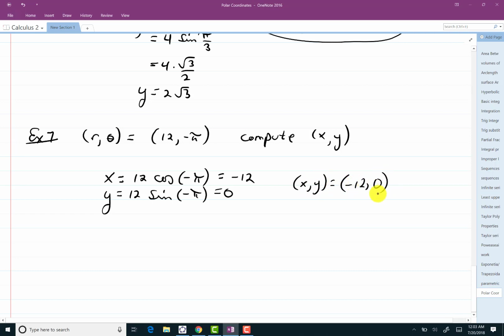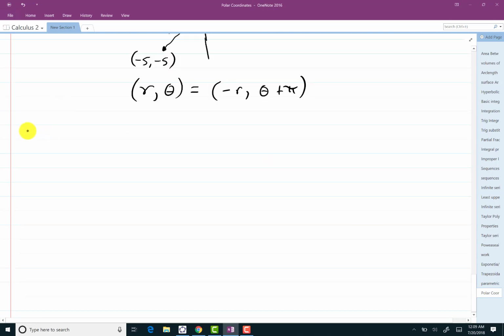In your mind, that should make sense. If the angle is negative pi, that means we went clockwise until we got to the x-axis on the other side of the y-axis. So it makes sense that this point is there on the x-axis.